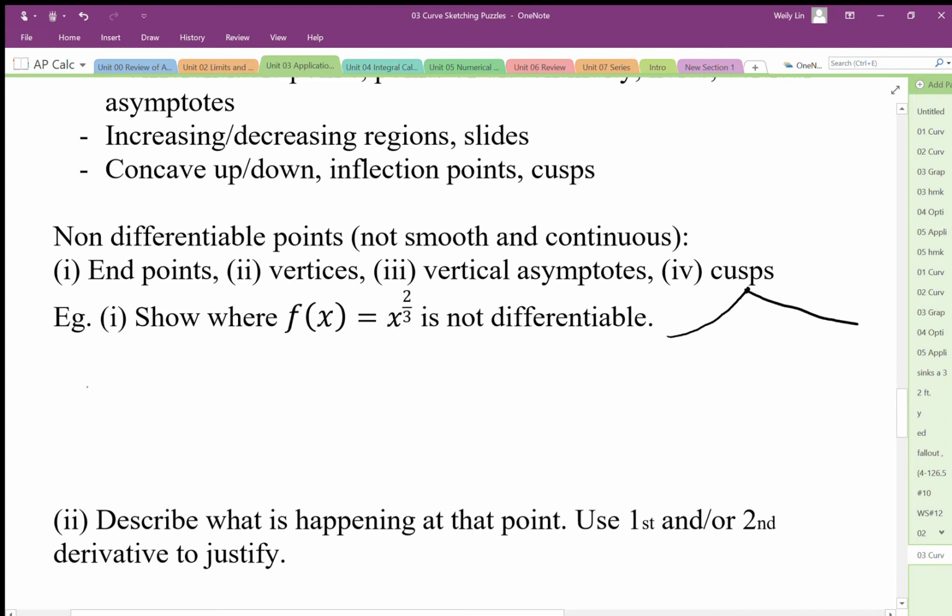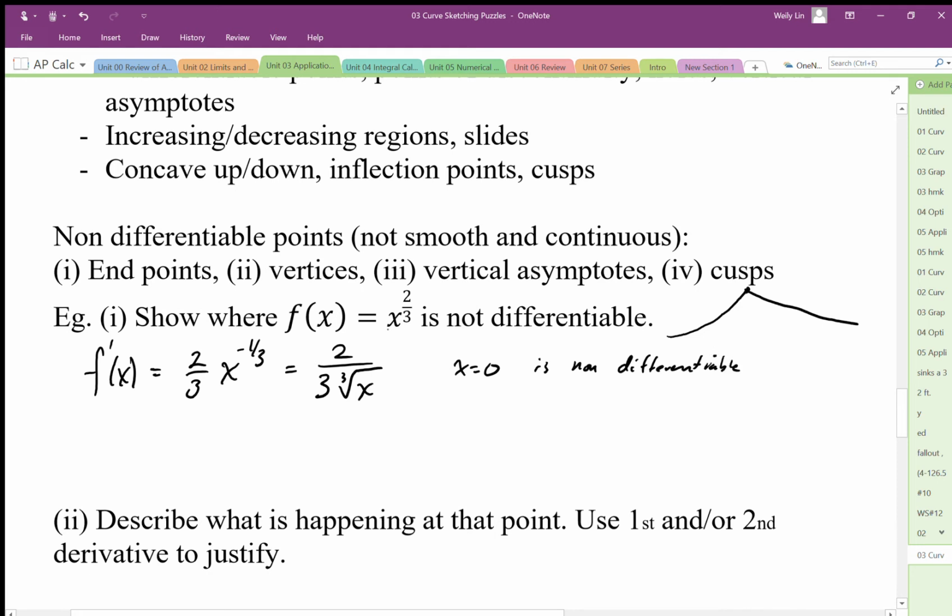If I find the derivative here, it's just the power rule. So there's our derivative. Now, because the x ends up in the denominator, we have a non-differentiable point at x equals 0. So x equals 0 is non-differentiable. But what is happening there? We know that the function is continuous at 0 because a point exists at 0, since that's part of the domain, but it's non-differentiable.